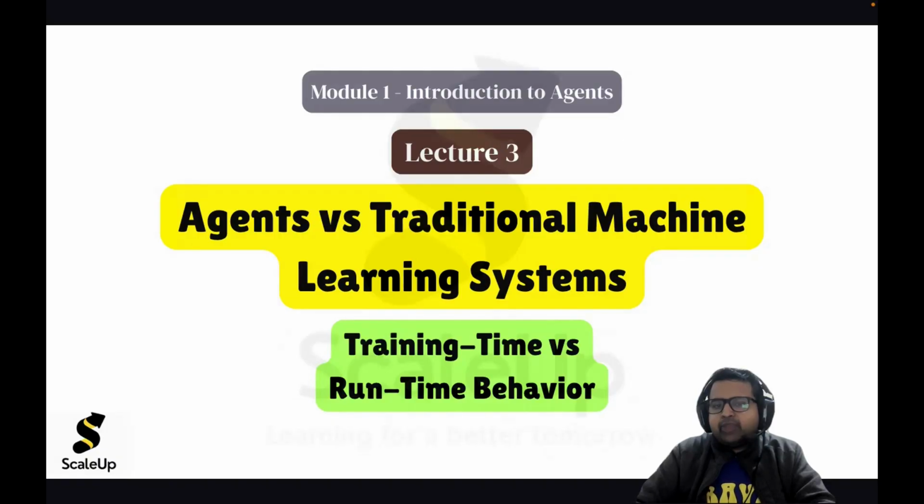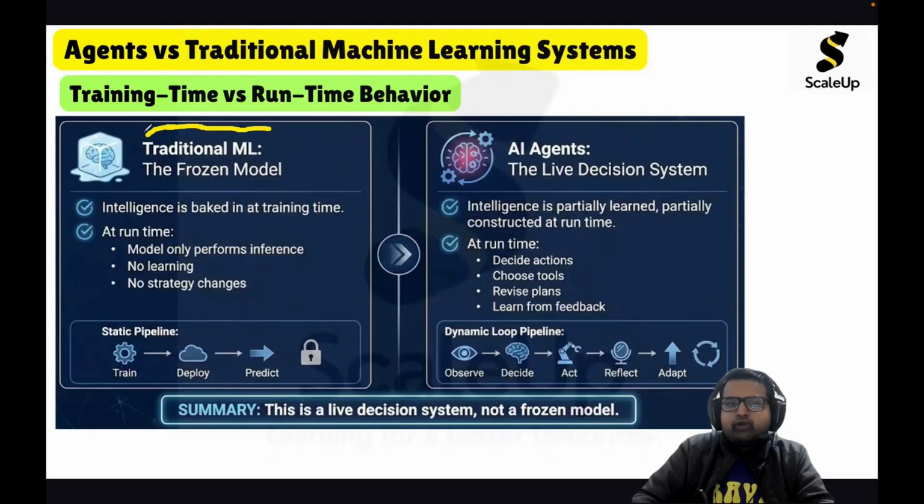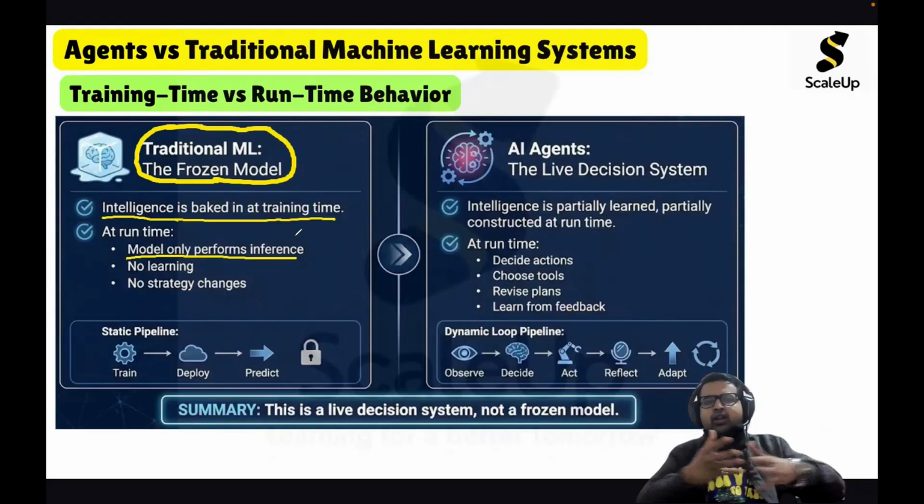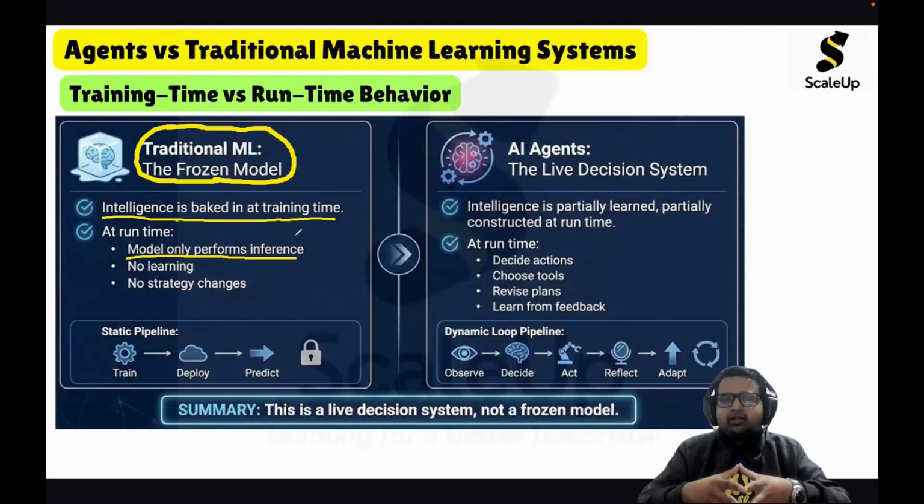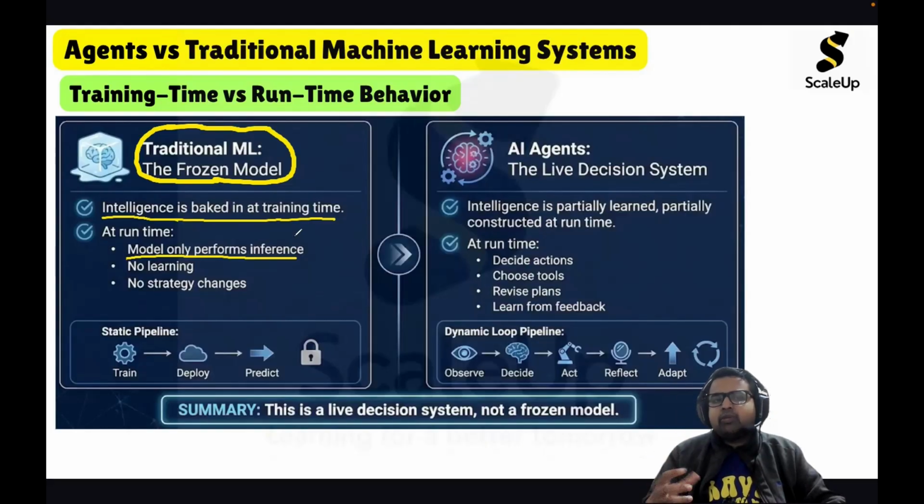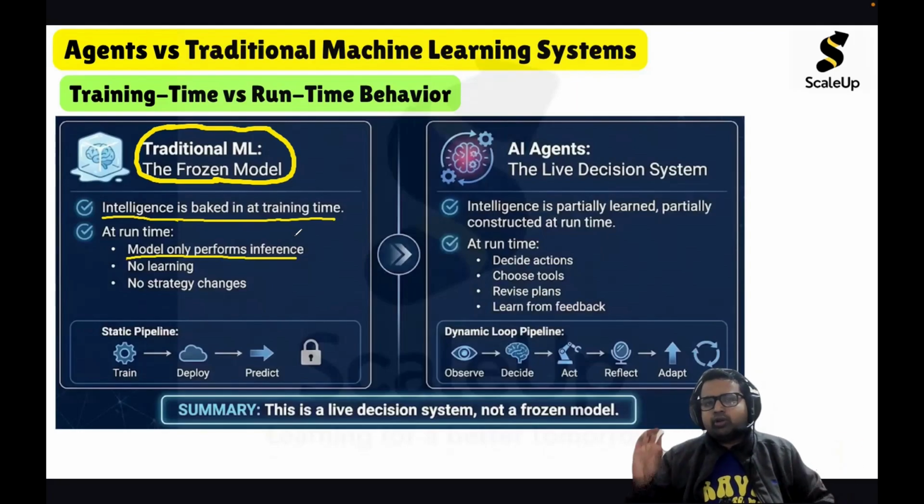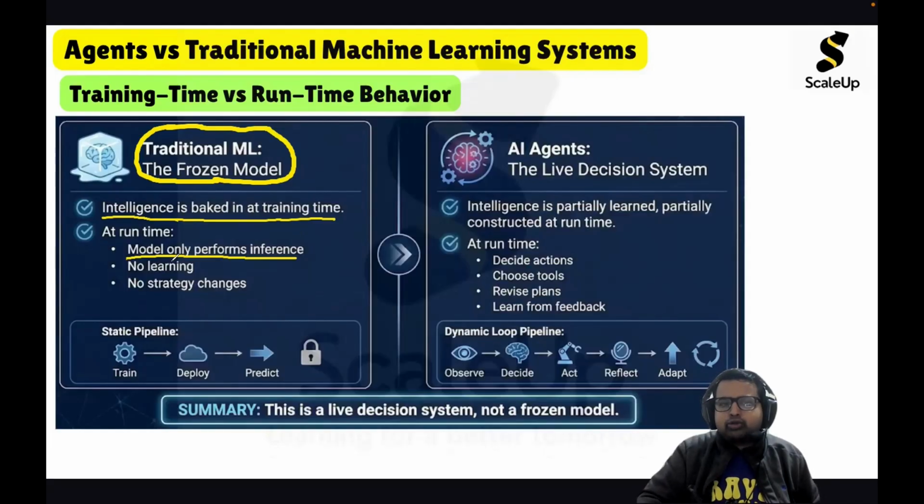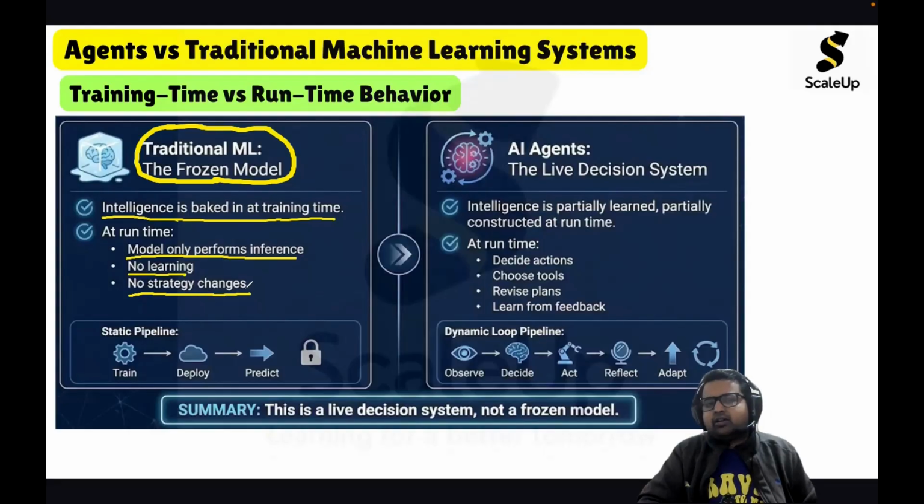Training time versus runtime behavior. In traditional machine learning, models are frozen models. Why are we saying that? Because intelligence is baked in at the training time. Whatever patterns it recognizes while training, it will learn only that. So the intelligence is baked in at the training time, and that is fixed. At runtime, the model only performs inference. For traditional machine learning systems, the pattern learning and all the intelligence is baked in at the training time, and at runtime, the model will only do inference. This is the input, it will do the prediction for that input. At runtime, there is no scope for learning, and it cannot reiterate or change the strategy.